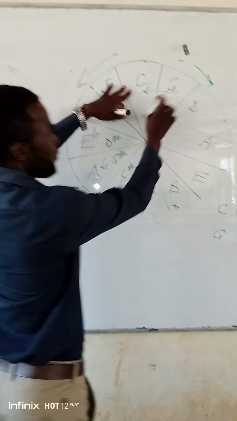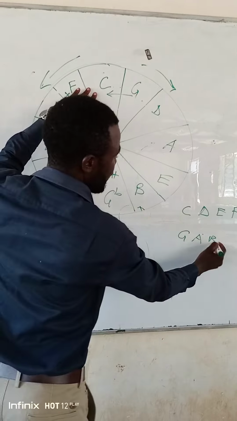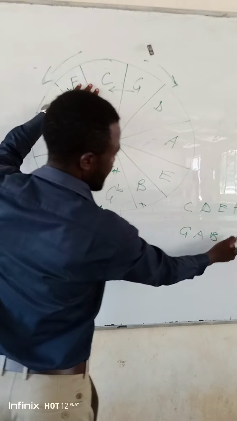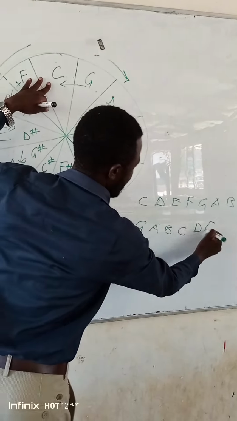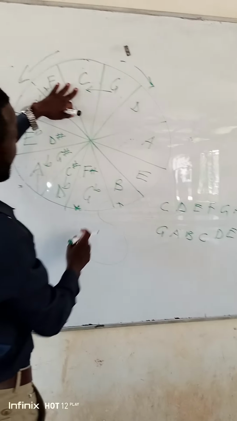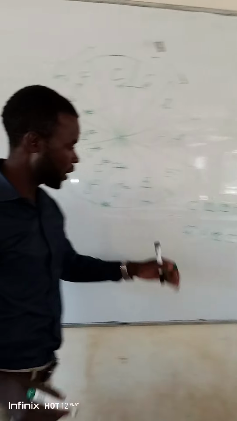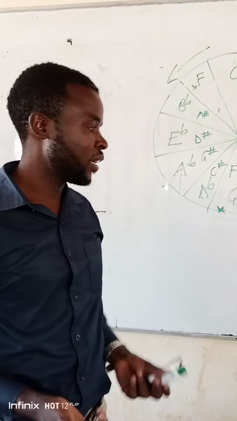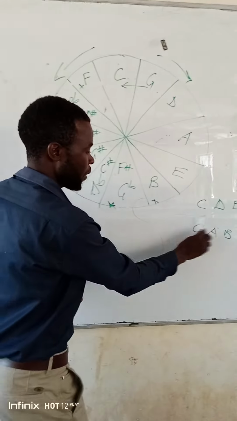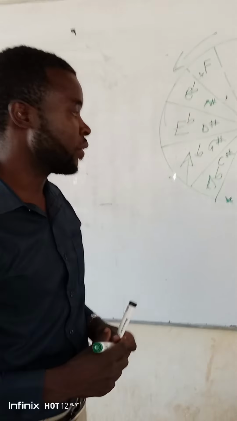Then organize: G, A, B, C, D, E, and we have got what? F sharp or G flat. But this is the scale of a G major scale. So when I'm playing the scale of G, I'll be focusing on G, C, and D. That is the manner in which I'm going to be focusing on that.